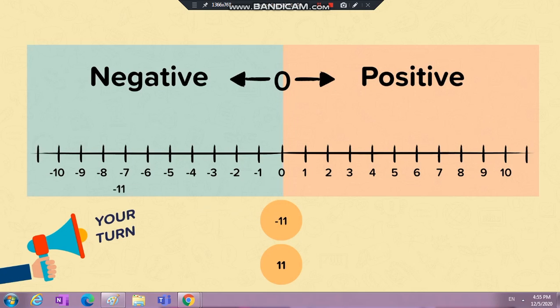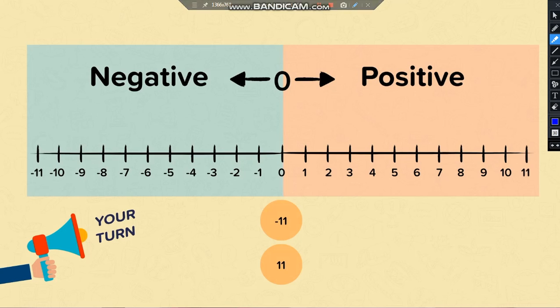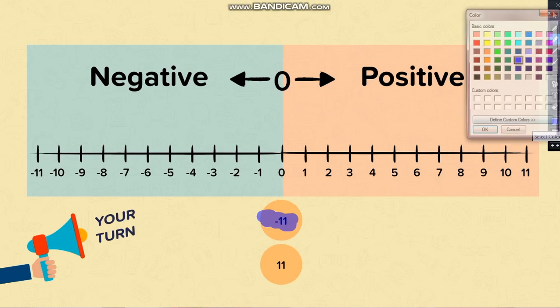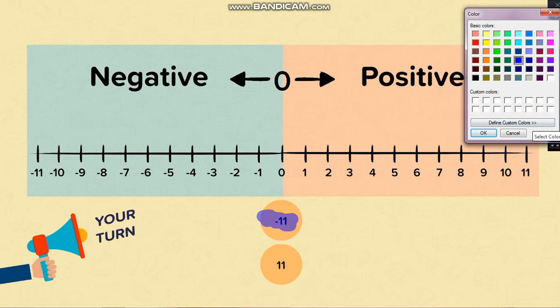So, negative 11 would go on the negative side of the number line, just before negative 10, and 11, or positive 11, would go on the positive side of the number line to the right of number 10.